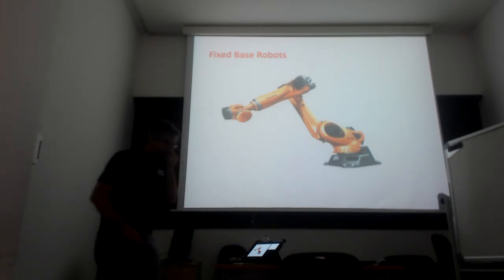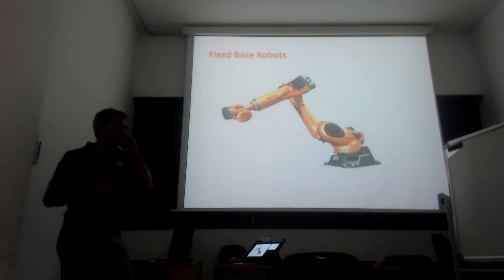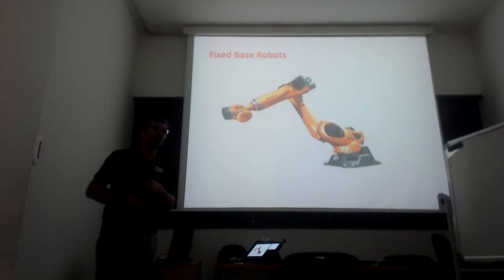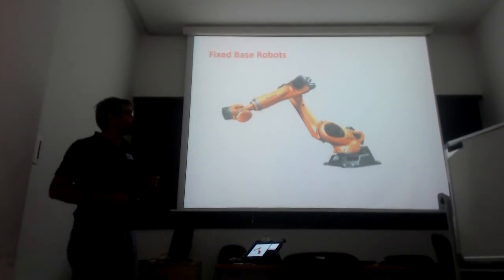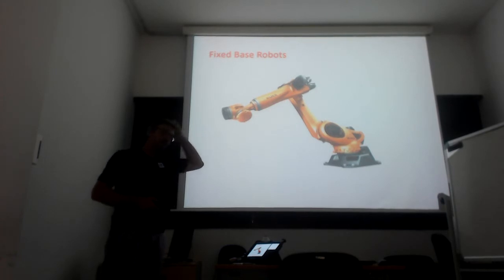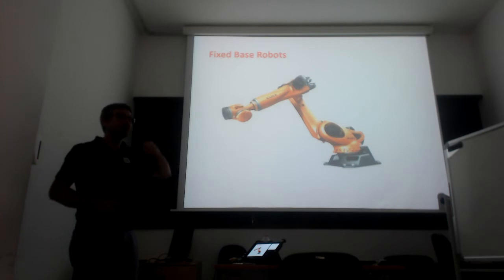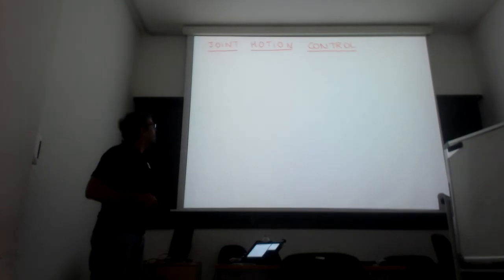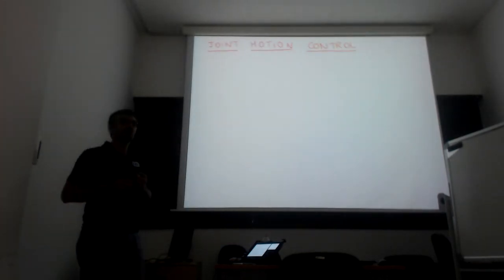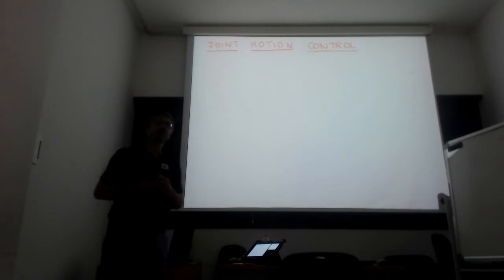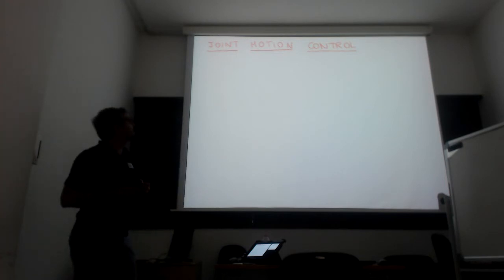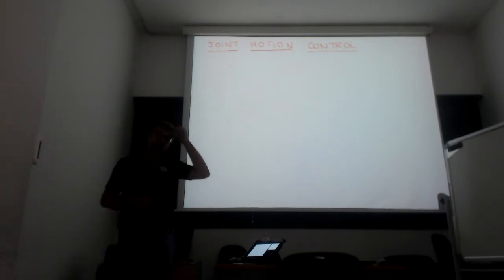In this first lecture, we talk about fixed base robots, as you said, for the whole week. Fixed base robots are the kind of robots where, for example, industrial manipulators have a fixed base and usually a single end effector moving in the air. The easiest way to control this kind of robots is designing a control of their joints. So we talk initially about joint motion control.